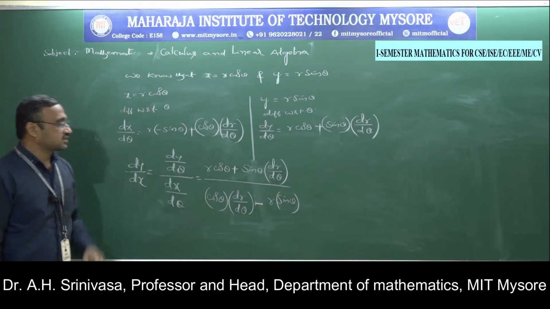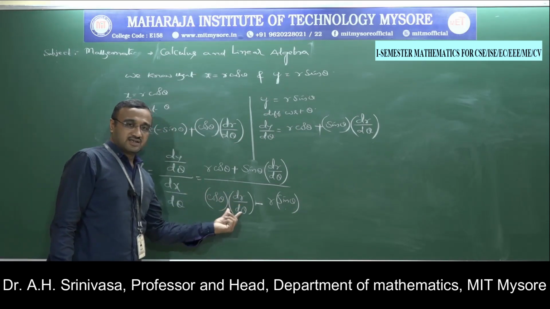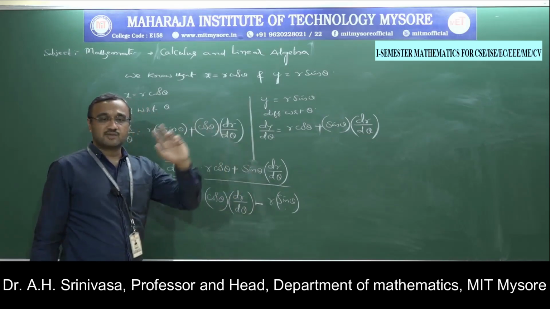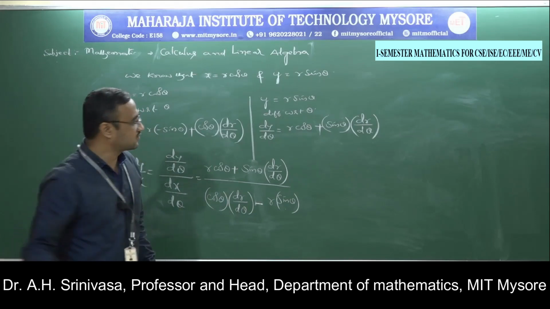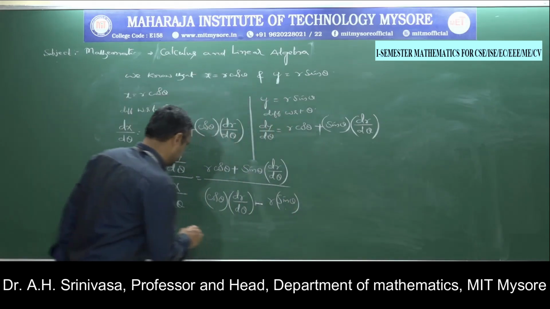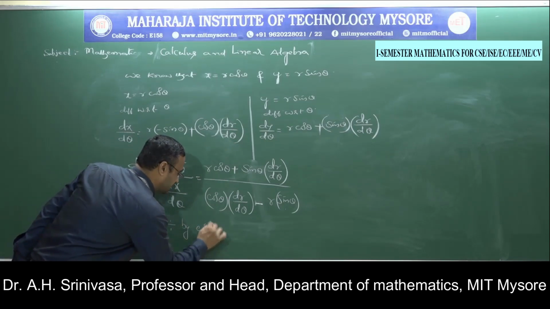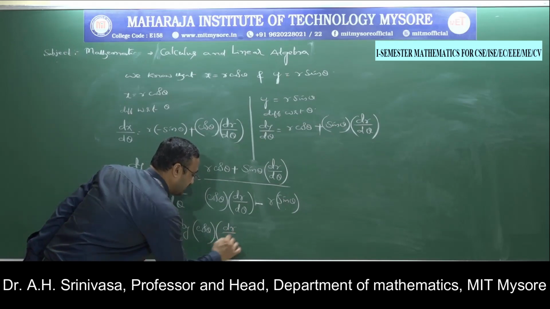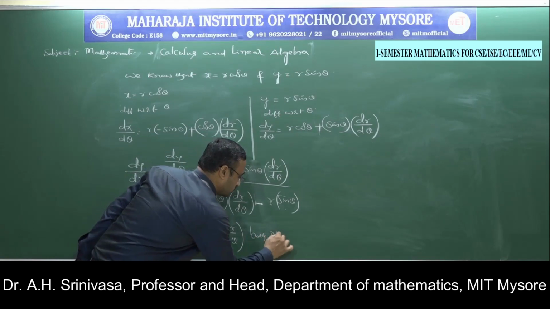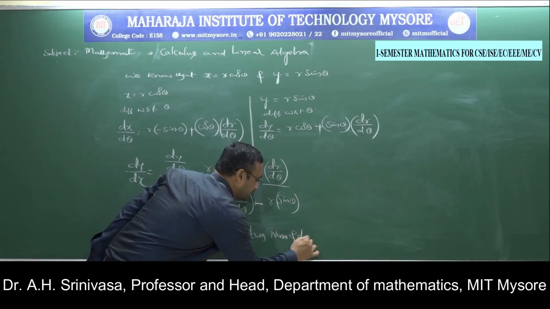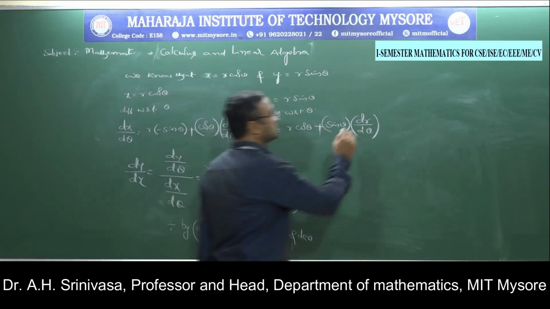So take one term as a common factor, that is cos theta dr by d theta. Divide the entire numerator and denominator by cos theta into dr by d theta. So what do we get now? Divide by cos theta into dr by d theta, both numerator and denominator. Now check what happens.